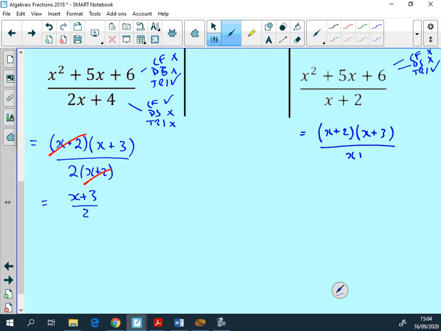On the bottom, there's no common factor. There's no difference of two squares. And there's no trinomial. However, I can see that I've got x plus 2 and x plus 2. So that's an indicator that I've done something right here. I'll be left with x plus 3 on the top, 1 on the bottom. And just like that 5 over 1, I need to simplify that to x plus 3 as a whole.